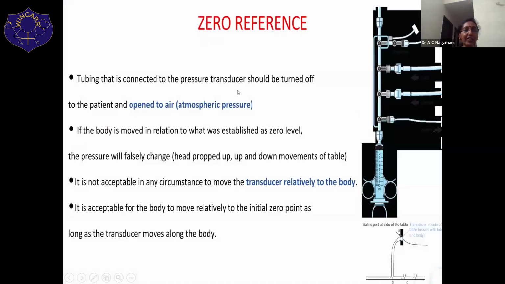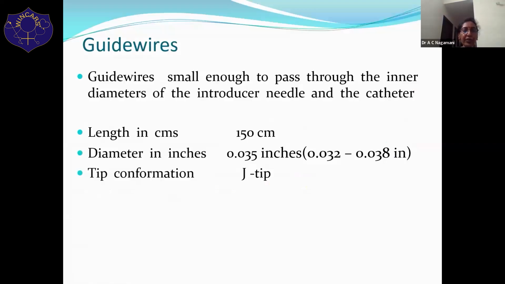Then once we connect it to the manifold, tubing that is connected to the transducer should be turned off to the patient and open to air. So establishing the zero reference is also important before we start the process.